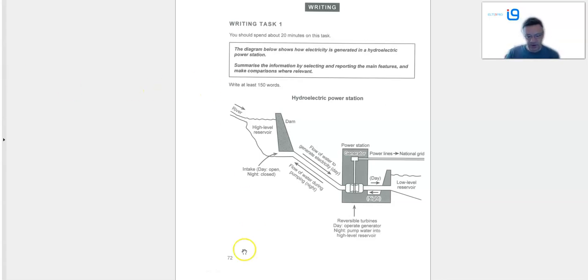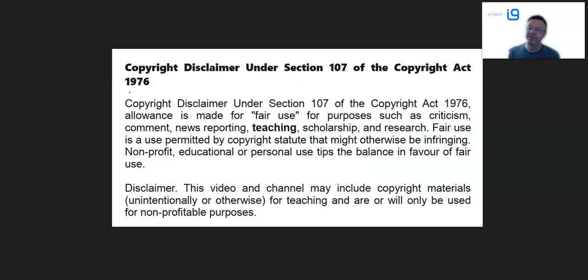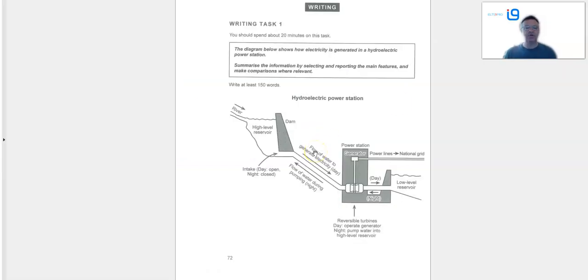So first things first, quickly get this captured in. Fair use, so don't come moaning. Teaching, non-profit, etc. So this is what we're doing, right?